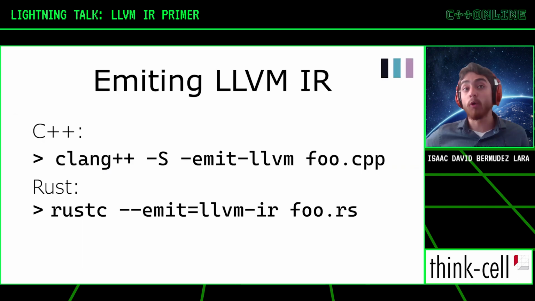And how can we emit this IR? We can use Clang flags, Rust flags, or any compiler that uses LLVM as a backend. So we can set these flags and we can emit some LLVM IR.